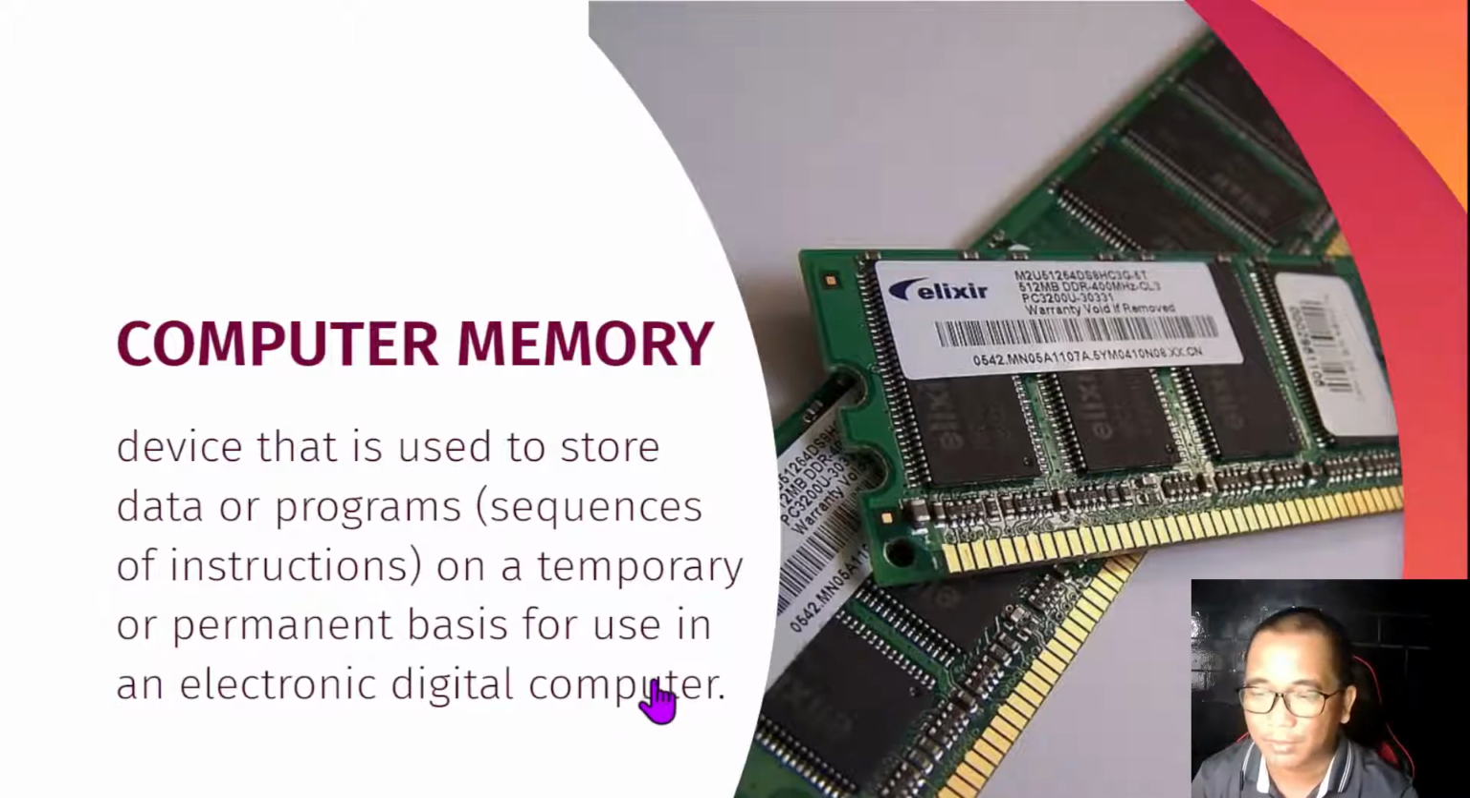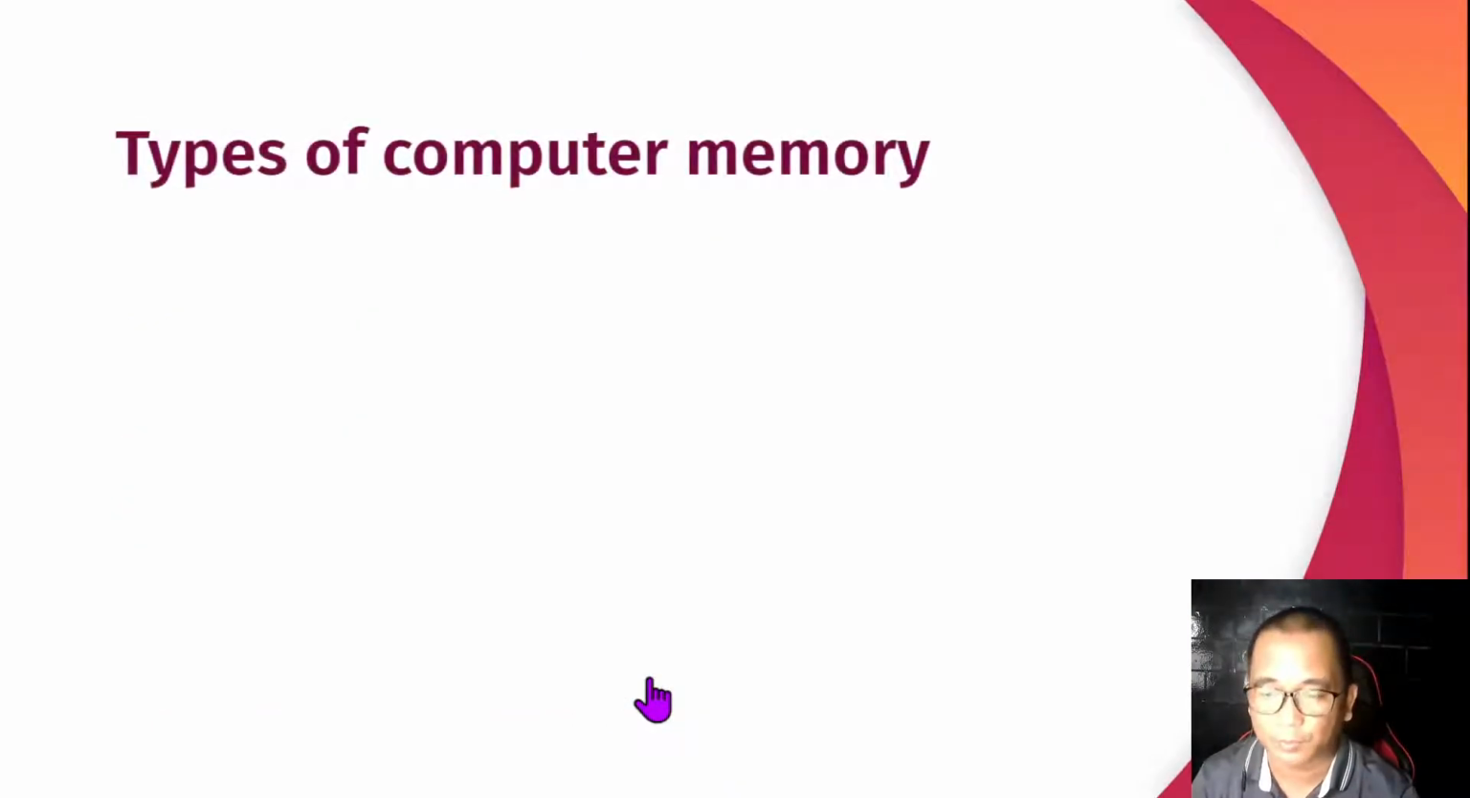So, computer memory. There are different types of computer memory. Hindi lang iisa. Pag sinabi natin computer memory, yun na yun. There are different kinds or types of computer memory. In general, memory can be divided into primary and secondary memory. There are numerous types of memory when discussing just the primary memory. Some types of primary memory include the following. The first one is the cache memory, which belongs to what we call primary memory.